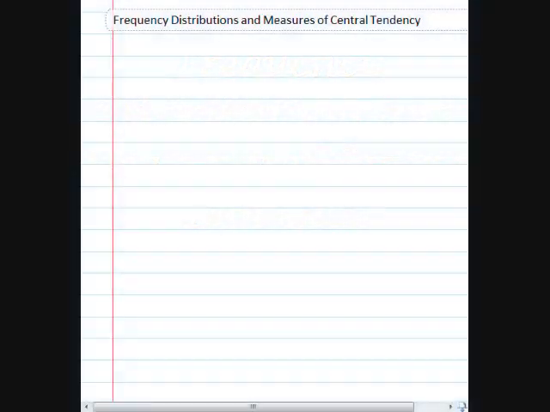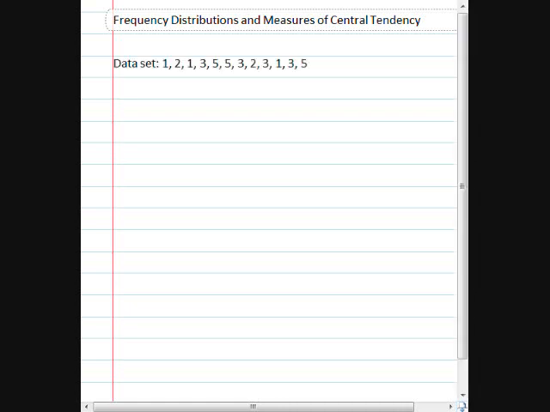In this video, we will be discussing frequency distributions, histograms, and measures of central tendency. All of these concepts come up in statistics. A statistic is a number derived from a set of data that is used to help describe or represent the data set. Suppose we had the following data set, which could represent homework scores on a scale of 1 to 5.